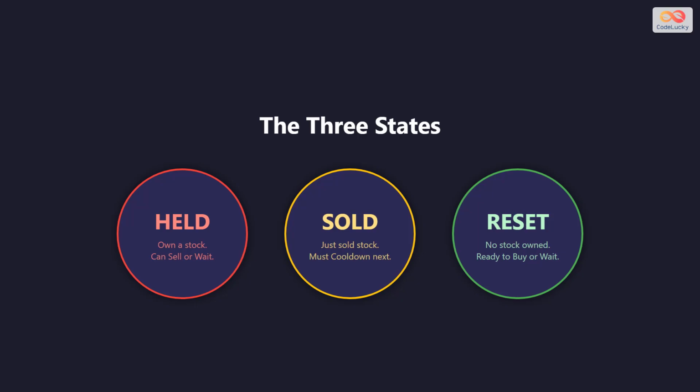These 3 states are held, meaning we have a stock, sold, meaning we just sold a stock today, and reset, meaning we have no stock and are ready to buy. Let's break down the logic for each.